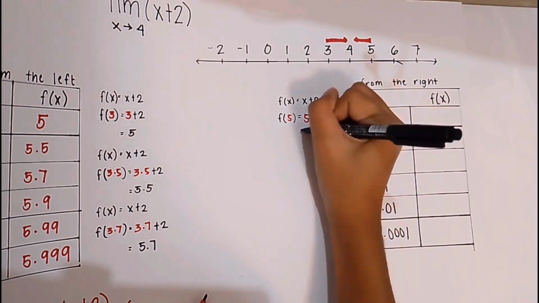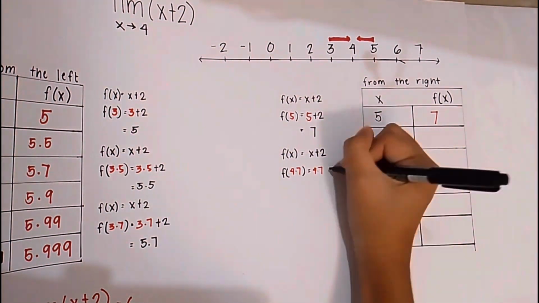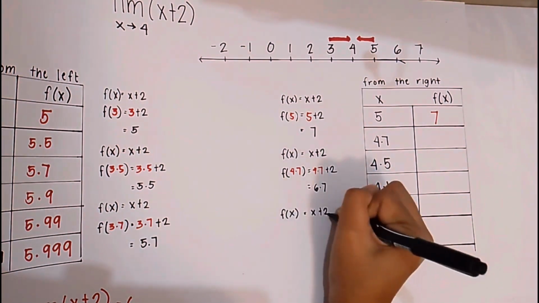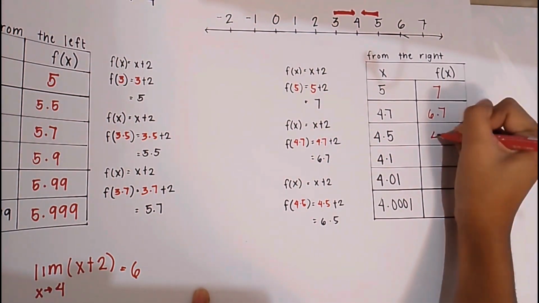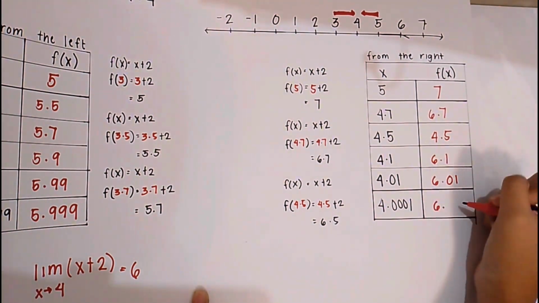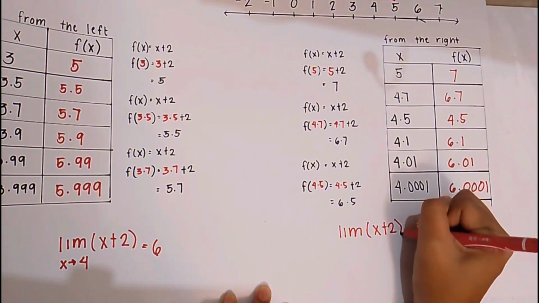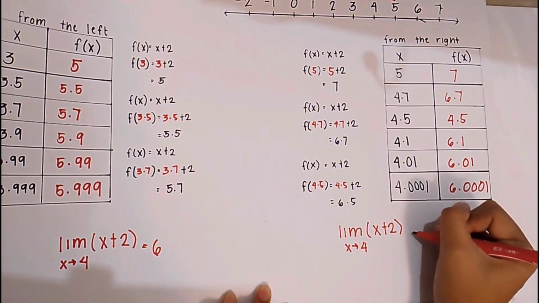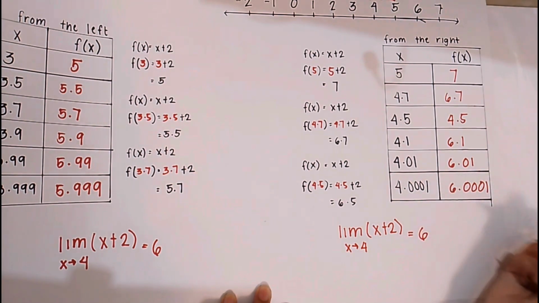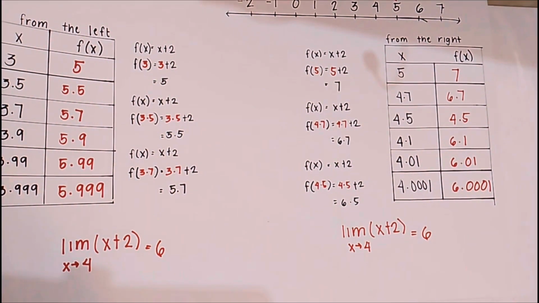Now for the values of x from the right side, you can use whatever values you want but closer to positive 4. Let's begin with positive 5 going to positive 4. So the limit of the function x plus 2 where x approaches 4 from the left side is equal to 6, and from the right side the limit of the function x plus 2 where x approaches 4 equals 6. So that means they are equal.